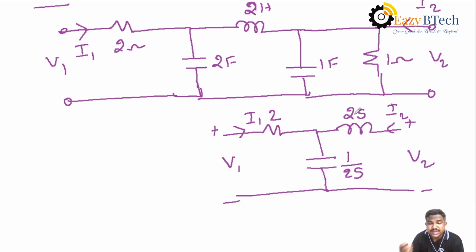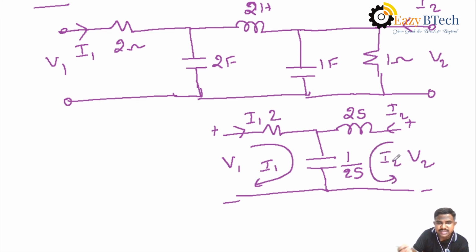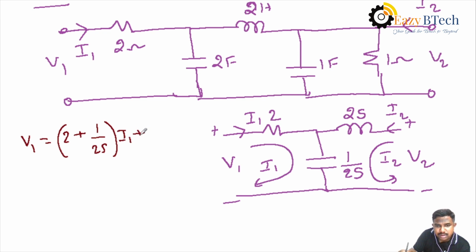Then here we have to find out the ABCD parameters of the first network. And we know here this current is I1 and the second loop current is I2. Then similarly apply KVL for both loops. For the first loop apply KVL, that is V1 equal to current I1 is passing through both elements, that is (2 plus 1 by 2S) into I1. The 1 by 2S is the mutual element. Both currents are passing in the same direction. That's why plus, then the other drop with respect to I2 is 1 by 2S into I2. Then this is the first equation.